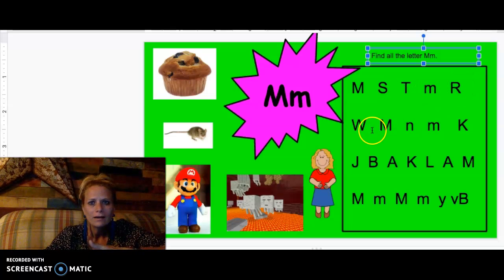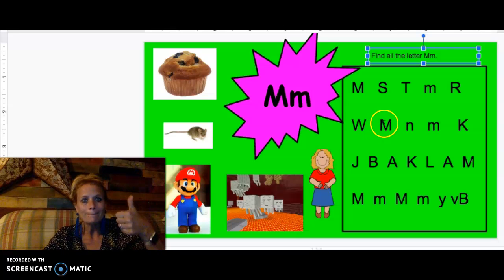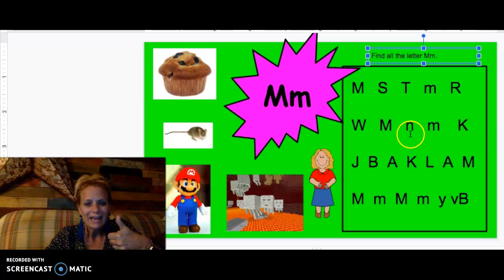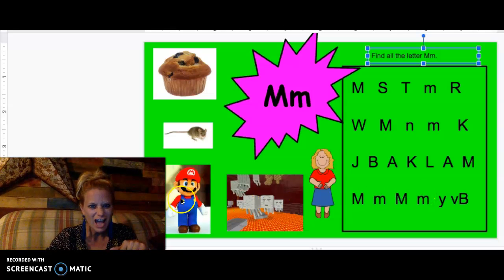Mm. Oh, that one looked a lot like it. We learned that one earlier this week. W for Wednesday. That looks like an M, doesn't it? Upside down, but that is a W. Mm. N. Two humps. 1, 2. Mm. Mm. Good job.